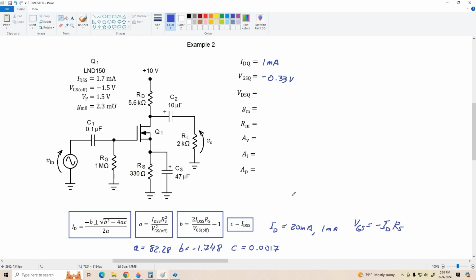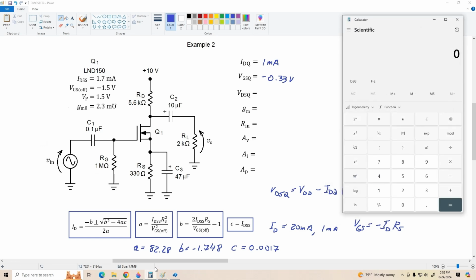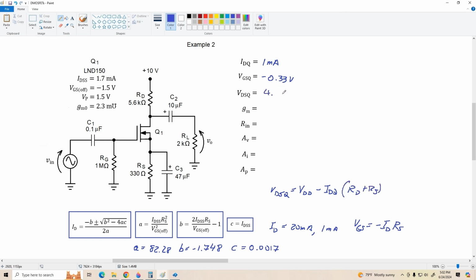All right, our VDS at the Q point, VDSQ equals VDD minus IDQ times (RD plus RS). Let's plug those numbers in and see what we get. 5600 plus 330 times 1 milliamp is 5.93 volts. So 10 minus 5.93 is, let's round that to 4.1 volts. So VDS should be about 4.1 volts.